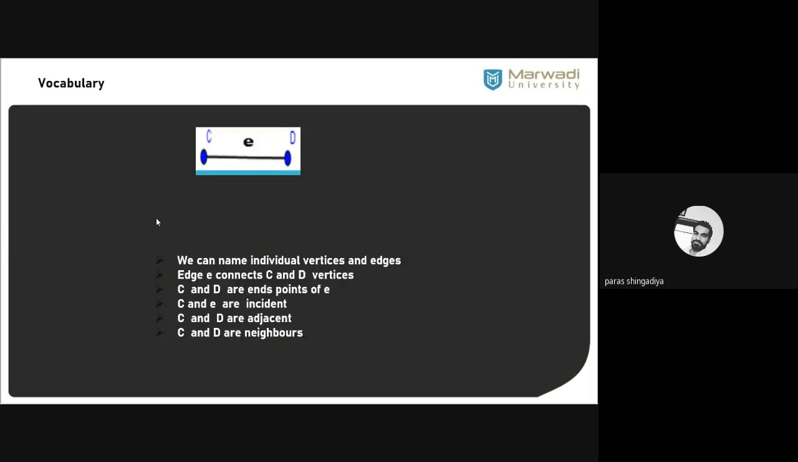And here the fundamentals are, कि अगर कोई दो vertex किसी edge के साथ connected हैं, तो how can we describe it? अब उसको कैसे describe करोगे in graph theory form? So here एक ग्राफ है, simple, C and D दो vertices हैं and they are connected by the edge E. So we can name individual vertices and edges. Edge E connects C and D vertices, that is C और D के साथ वो connected है. And C and D are the endpoints of E. C and E are incident.